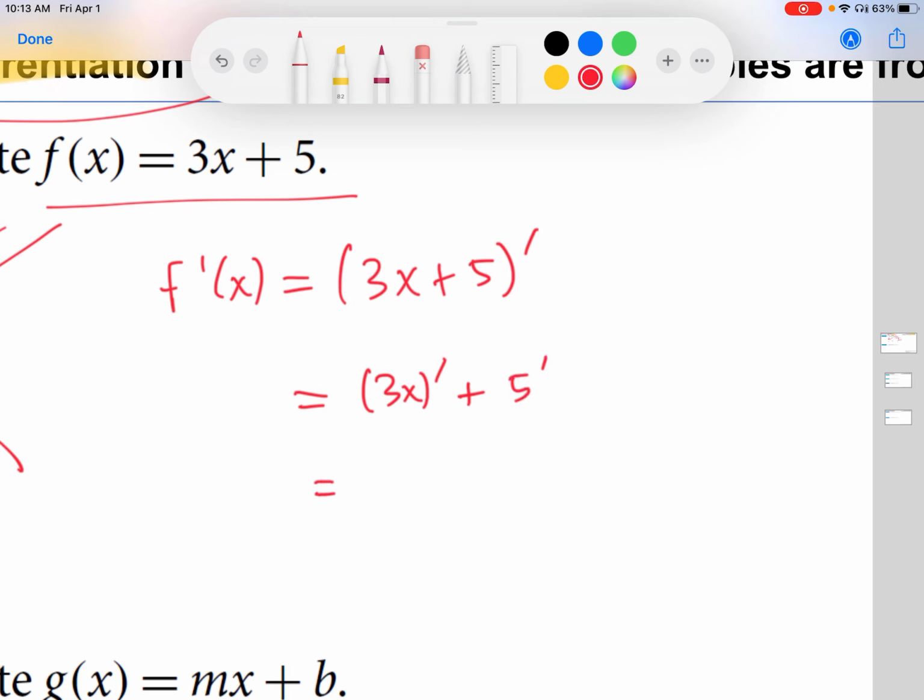And now I have to think about what each one of these is. Again, I could use a limit definition, or I could just bring in everything we've learned so far about derivatives. 3x is a linear function. Its graph looks kind of like that.